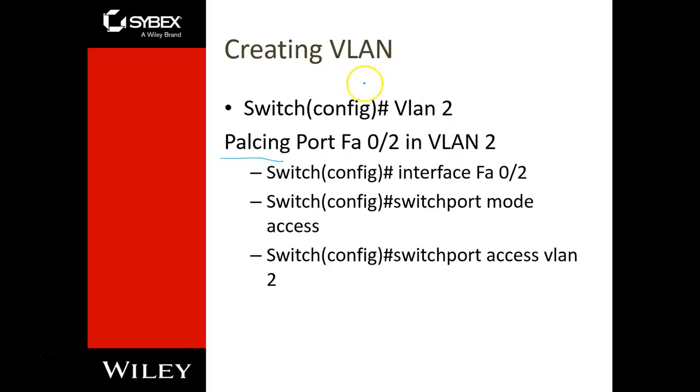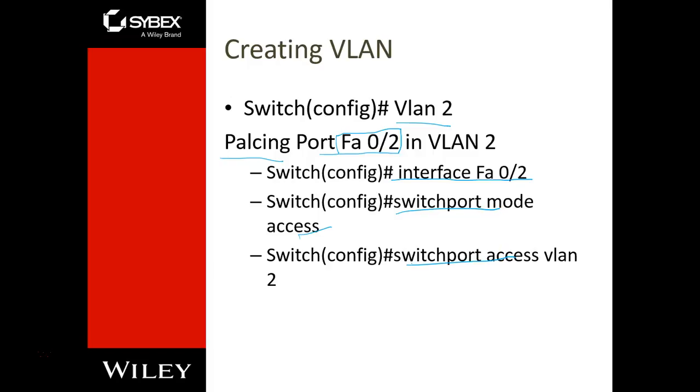What we're going to do, we created the VLAN up here, the switch port config VLAN 2. They didn't name it. So we go down here, and now we want to put interface fast Ethernet 0/2 on that VLAN. So we go into interface fast Ethernet 0/2, switch port mode access. And then switch port access VLAN 2.